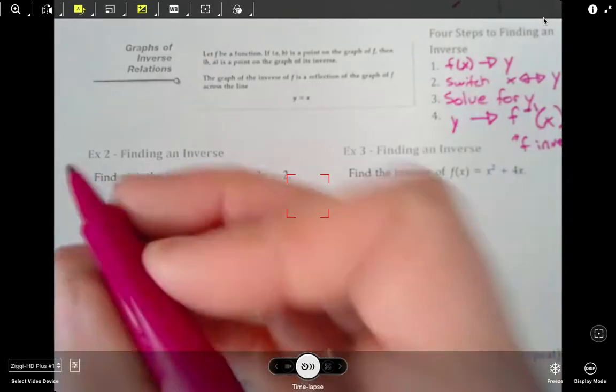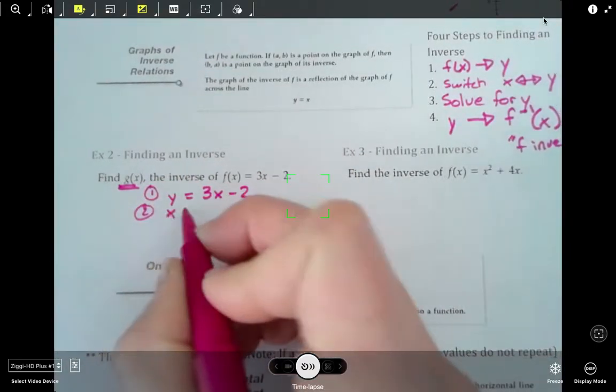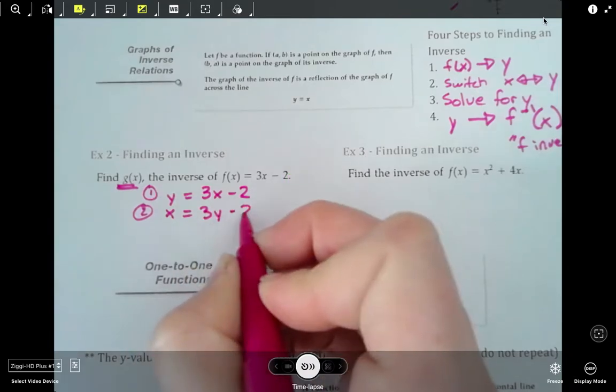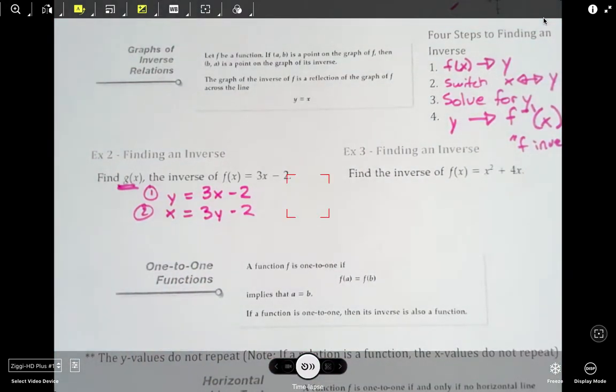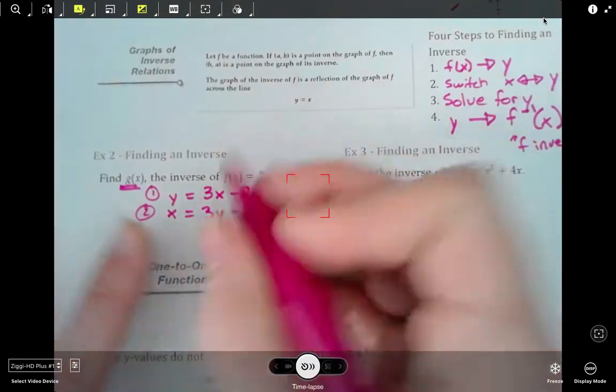Step number 2. Switch x and y around. Okay, some of you guys go straight to step 2 and that's fine, right? Can you switch f of x and y and then switch x and y at the same time? Some of you guys can do that without writing that first step in there, so that's okay. All right, step number 3, we're solving for y.